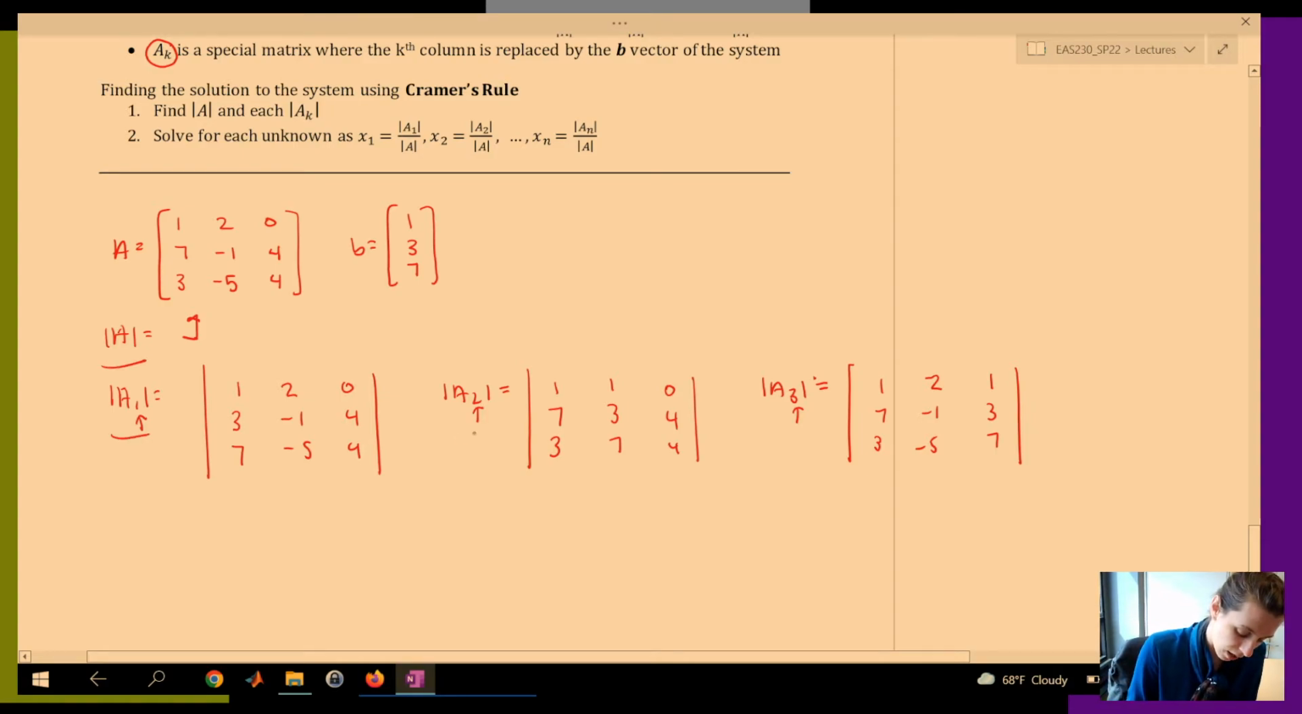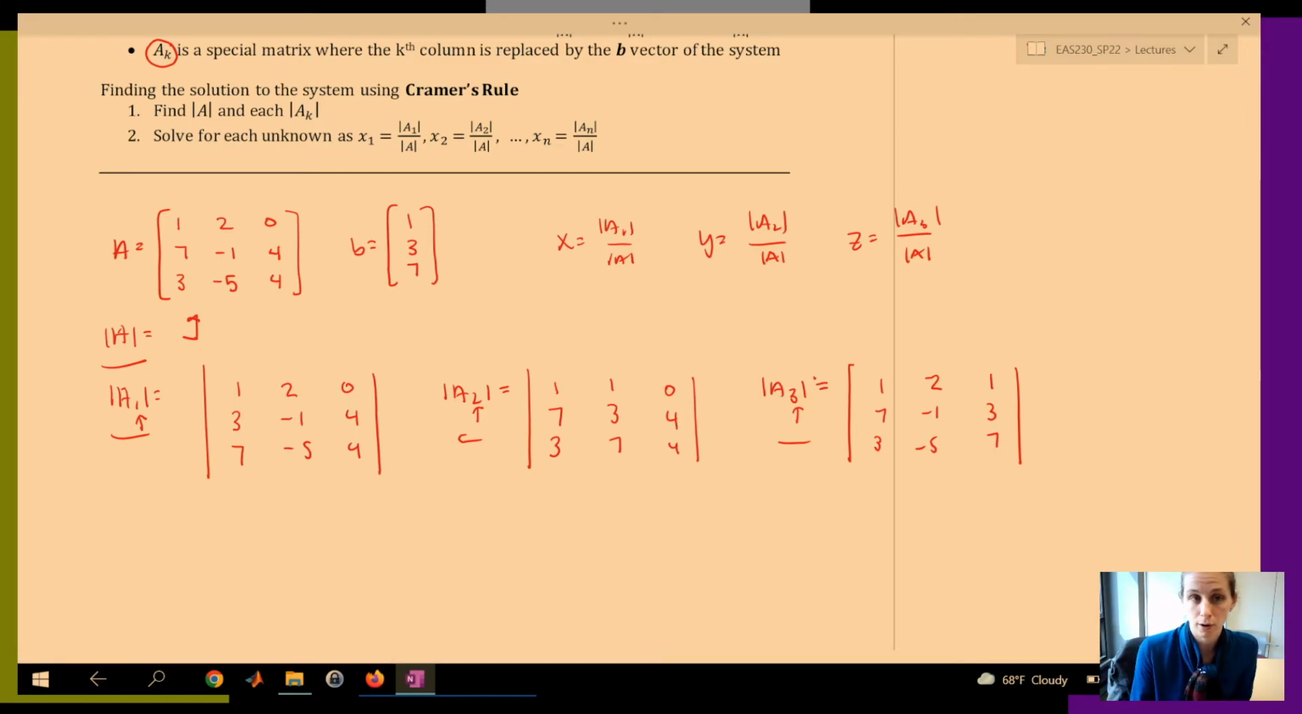A, A1, A2, A3. Then your unknowns, X would be the determinant of A1 over the determinant of A. Y would be the determinant of A2 over A. And Z would be the determinant of A3 over the determinant of A. And there we go. That's it. So with 4 determinants here, I can solve my system of equations. With 5 unknowns, you can use 6 determinants, etc.